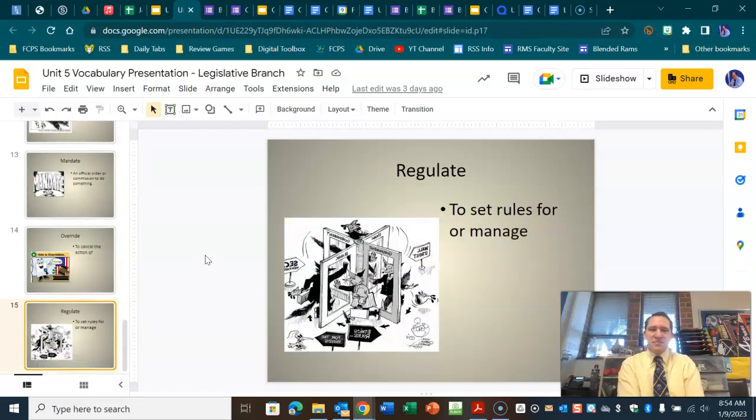And then regulate is the last one. Regulate is to manage, to set rules for, and a lot of the policies and the actions of Congress are to regulate certain industries and certain businesses, make sure that they are meeting minimum standards or setting the rules for them. Okay. All right. So again, go back to your document.